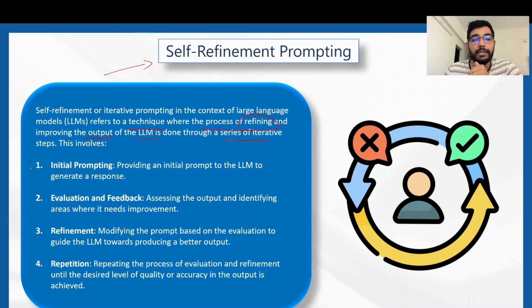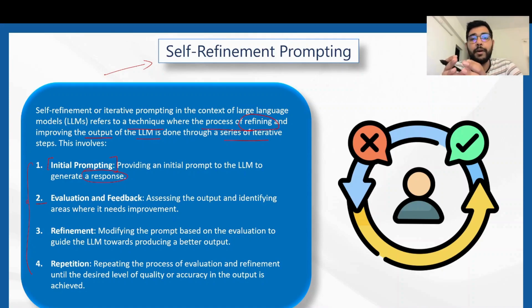Now let's try to understand what are the steps involved in self-refinement prompting. The first is we give an initial prompt to the large language model and expect a response. This is the basic bare minimum, that we give an initial prompt, a base prompt, to the large language model and expect a response. The second thing is the response.